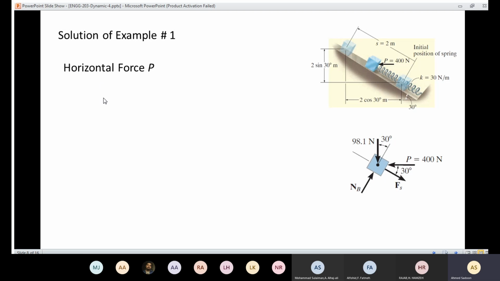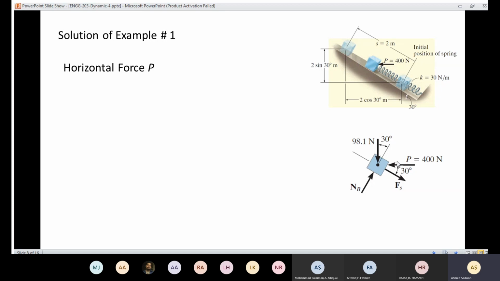So first we need to determine the work that has been done by the horizontal force P. Remember, we say that the displacement is going to be along that direction here. But the force, like you can see, is in that direction, horizontal, and the displacement is along that line. So remember, in order to determine the work, we need to know the component of the force along the displacement, the direction of the displacement.